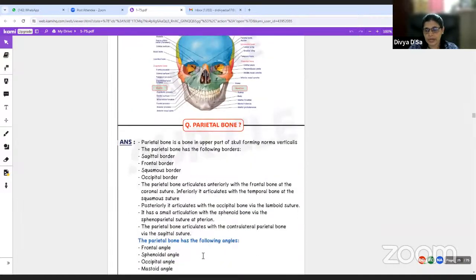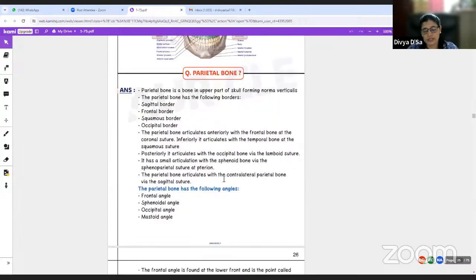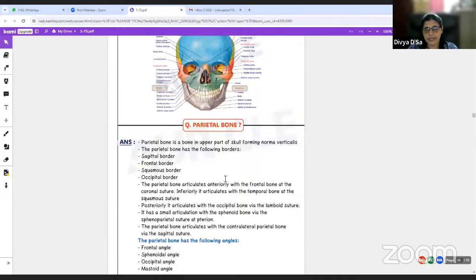Next bone is the parietal bone. So the parietal bone, which is this parietal bone? The parietal bone forms a bone of the cranial vault, isn't it? Mainly. So this parietal bone will have 4 borders.